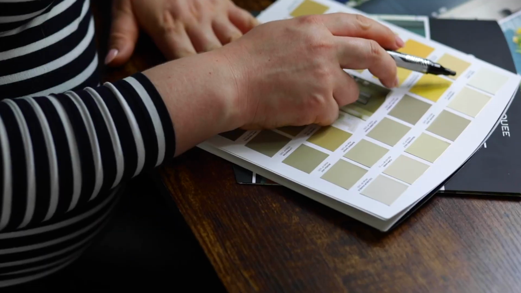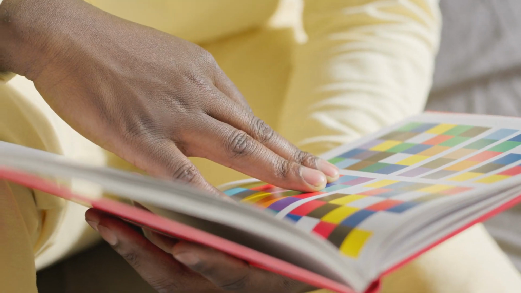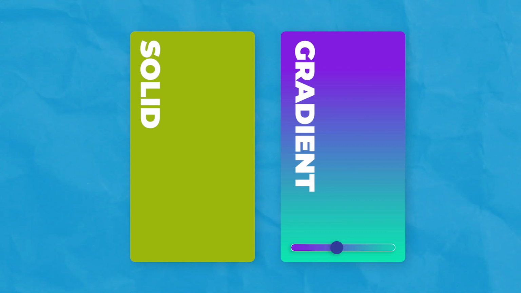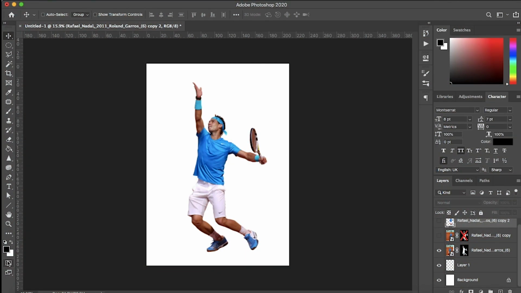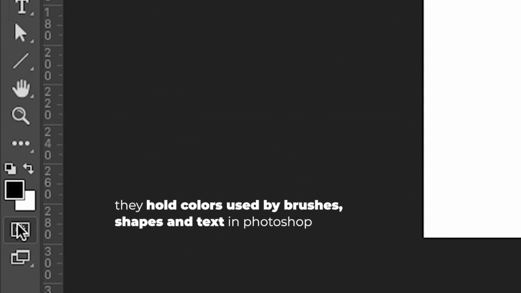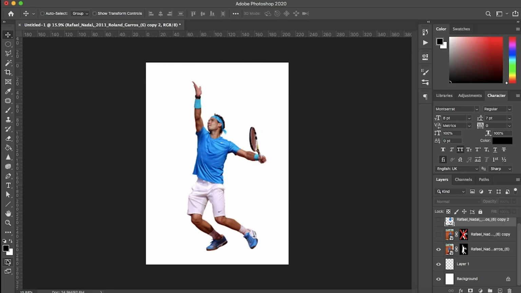Color is a gargantuan subject we can't really talk all about in this short tutorial video, but we will stick to the scope of this video and I'm going to show you how to use the color tool in Photoshop. There are majorly two types of color styles, solid and gradient, and this is how to use both in your design within Photoshop. The background and foreground color picker. These are located on the toolbar and hold the colors used by brushes, shapes, and text in Photoshop.